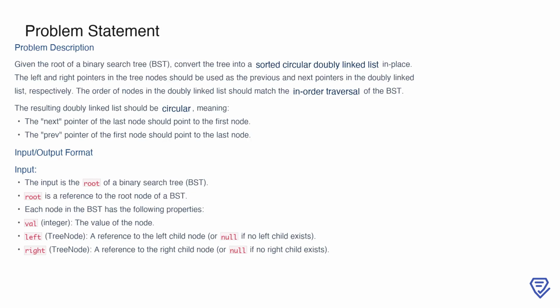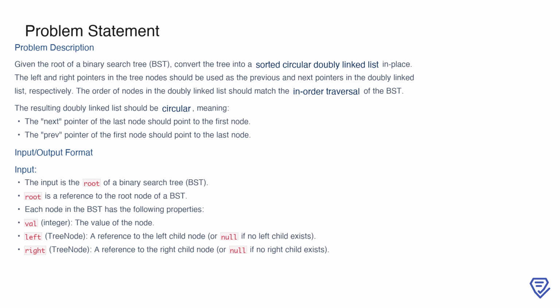In this problem, we are given the root of a binary search tree, or BST, and our objective is to transform the tree into a sorted circular doubly linked list. The transformation must be done in place, which means we'll use the existing left and right pointers of the tree nodes as the previous and next pointers in the doubly linked list. Importantly, the order of the nodes in the final doubly linked list must follow the in-order traversal of the BST.